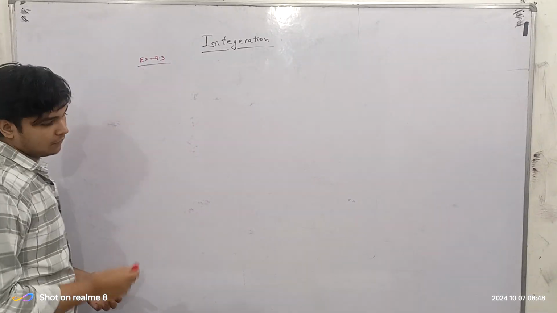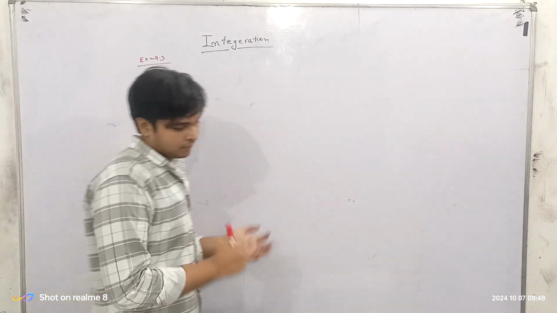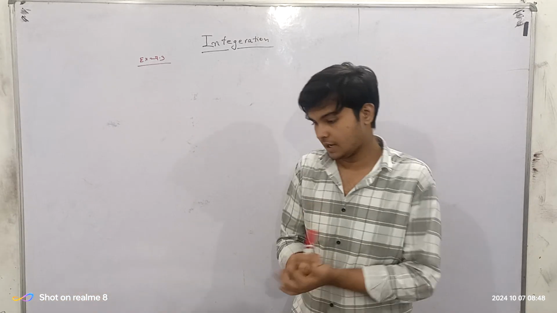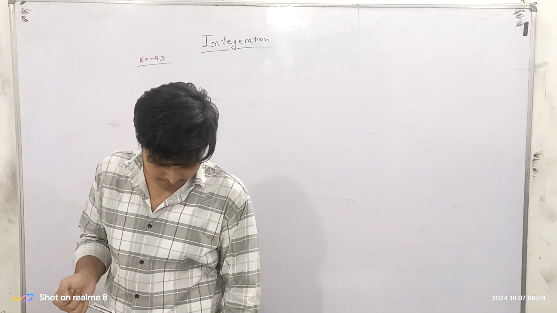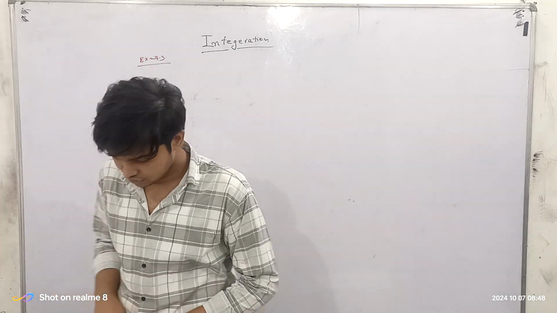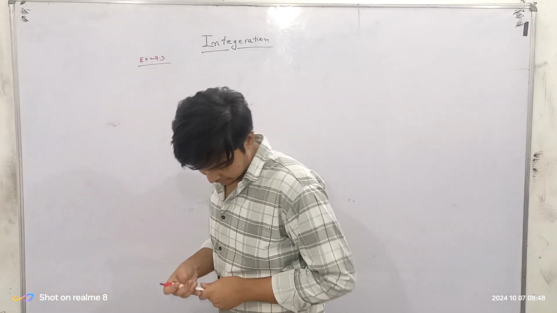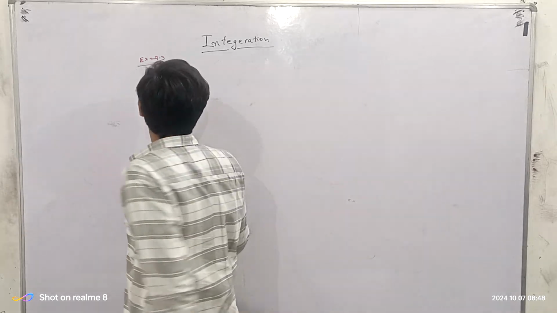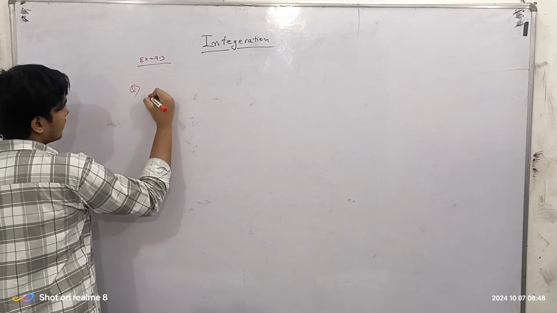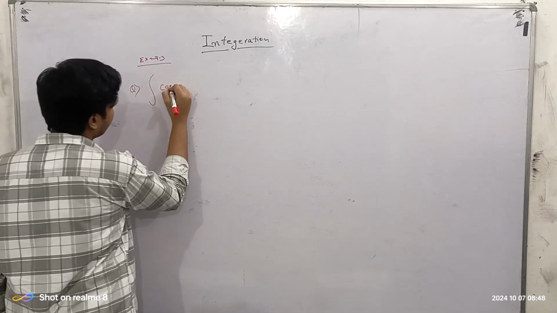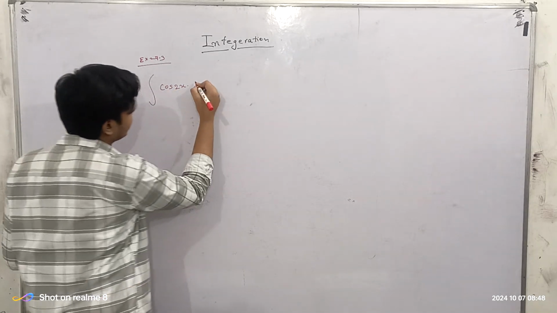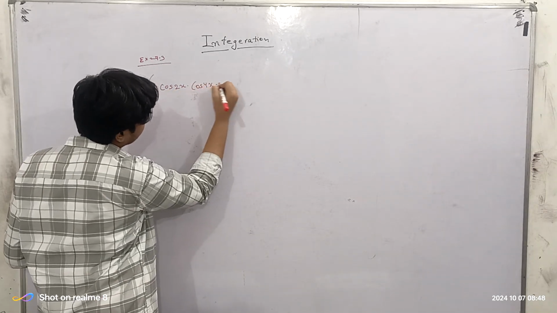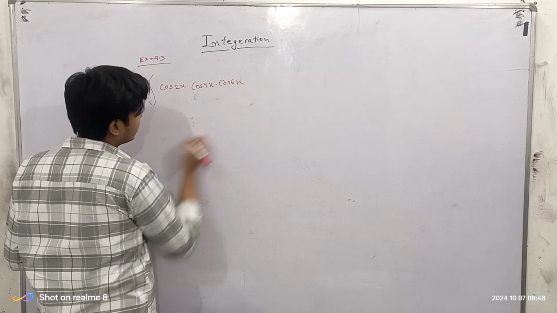Now we are going to solve questions. Four, five important questions I am going to discuss. First question, exercise 7.3. The first normal question I am going to discuss: integration of cos 2x into cos 4x into cos 6x.